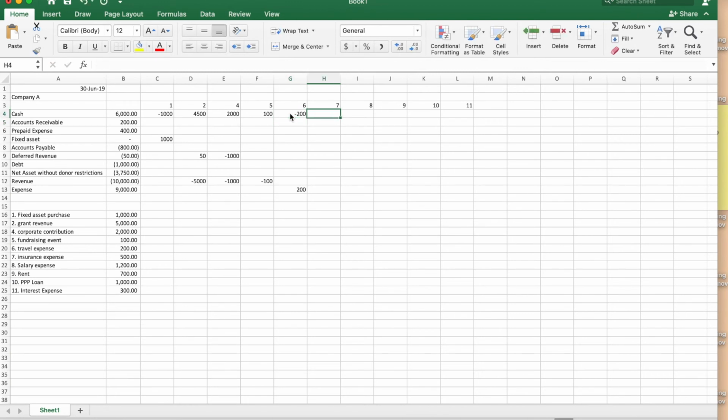Then insurance expense is the same thing, but we assume that we prepaid insurance expense in the last fiscal year. Credit cash, credit prepaid, and debit insurance.